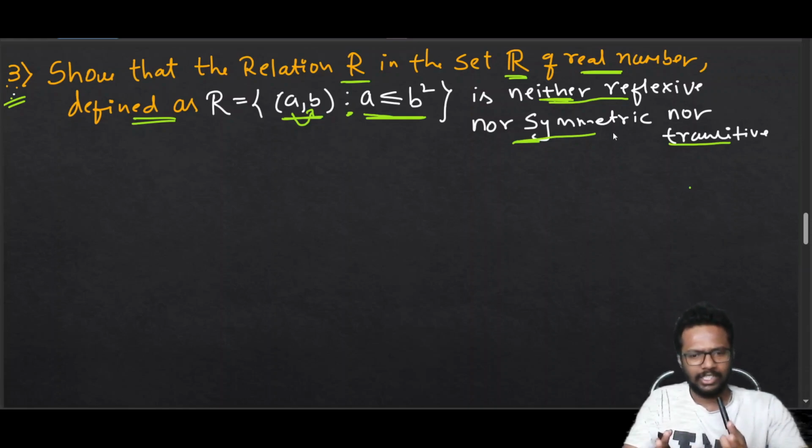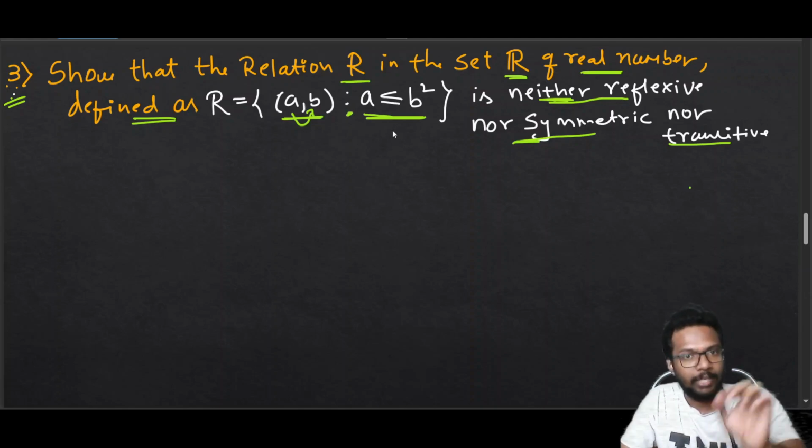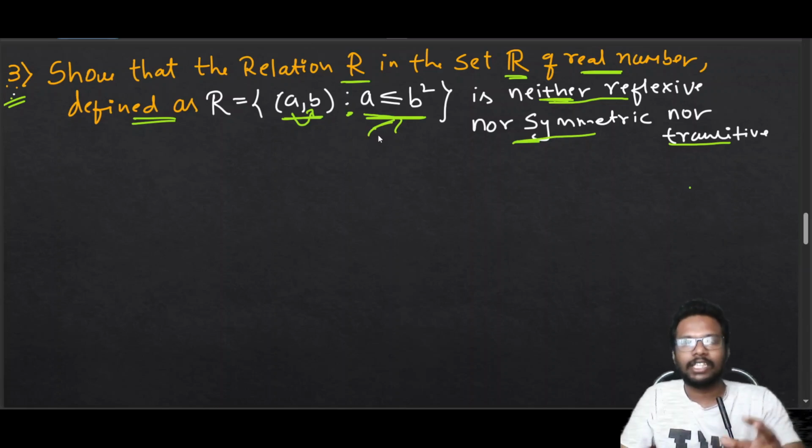So let's divide these two questions. To show R is reflexive, we just have to change b to a. To show R is not reflexive, we have to find one example which does not satisfy R. We have to find one a, b value which does not satisfy the given relation. We have to search, so it takes time to find which a and b is not satisfying R.